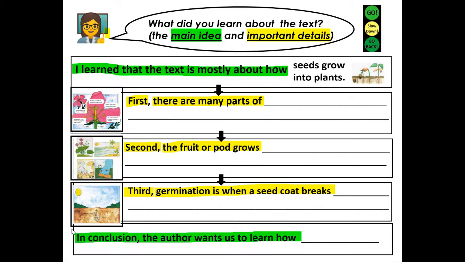In conclusion, the author wants us to learn about how plants grow. If you want to, you can push pause and write your conclusion sentence so that you have 5 sentences in a paragraph, but you don't need to. The main thing is to say the main idea and to write your 3 important details that support the main idea.